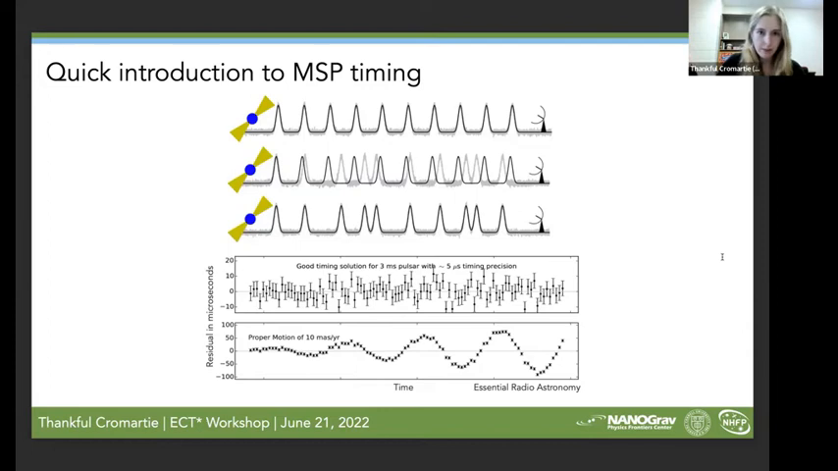And you sort of expect that if your model's doing a good job, you're going to see this kind of nice unstructured scatter around 0.